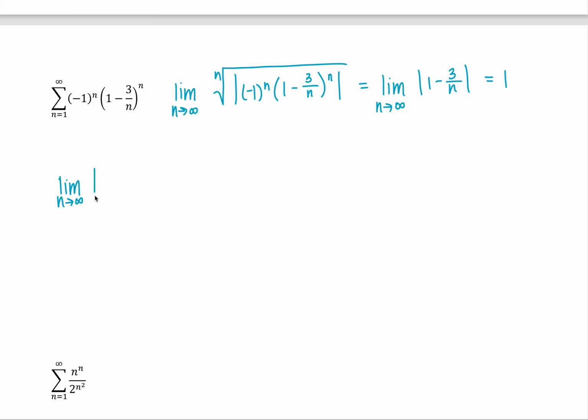And let me write all this, and then I'll talk about how this is going to work. The nth term test says if a series converges, its nth term is going to go to 0. If the nth term does not go to 0, the series diverges.